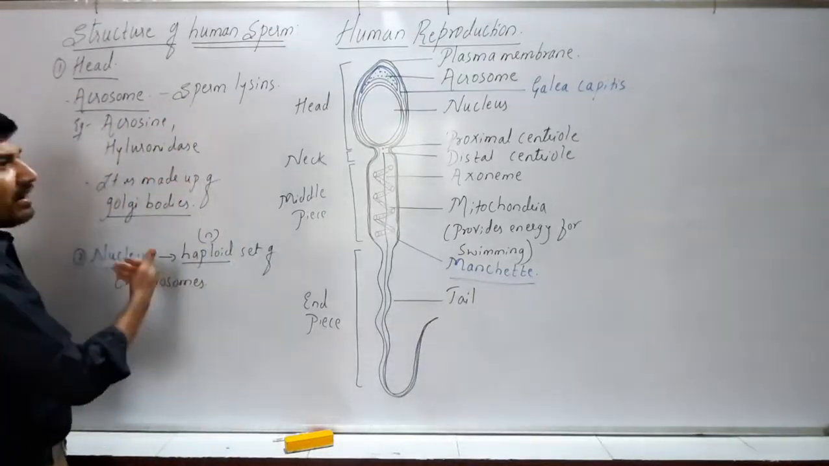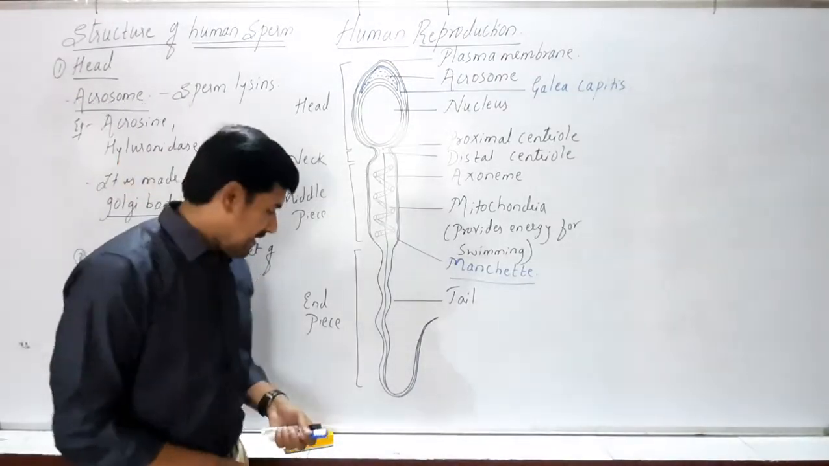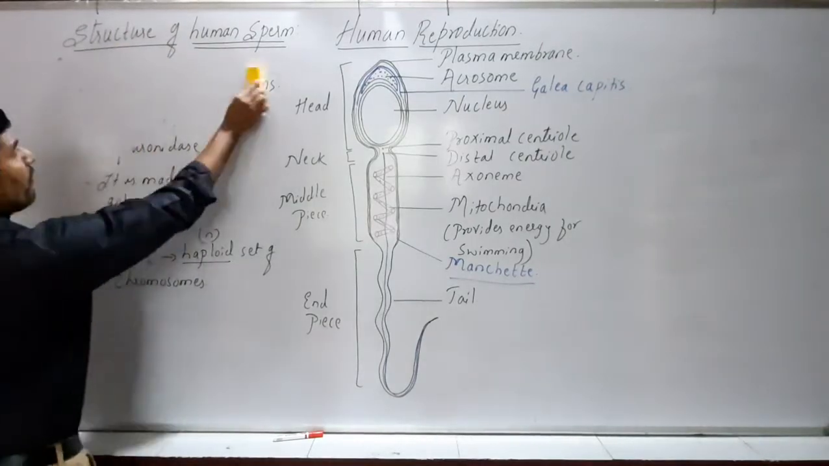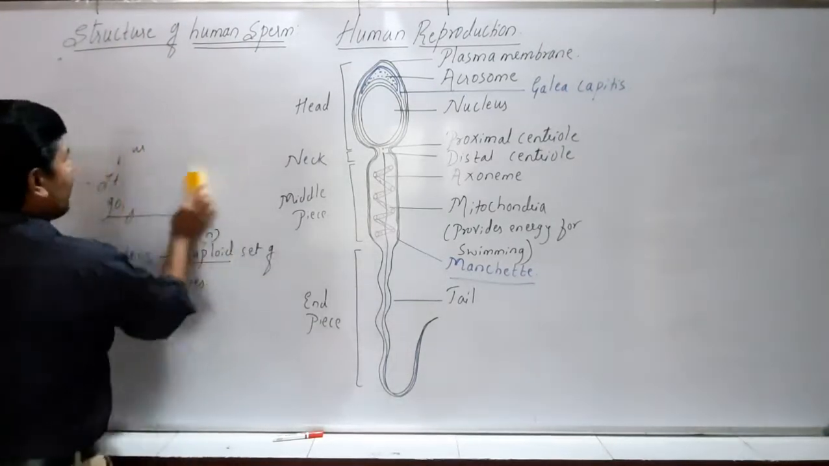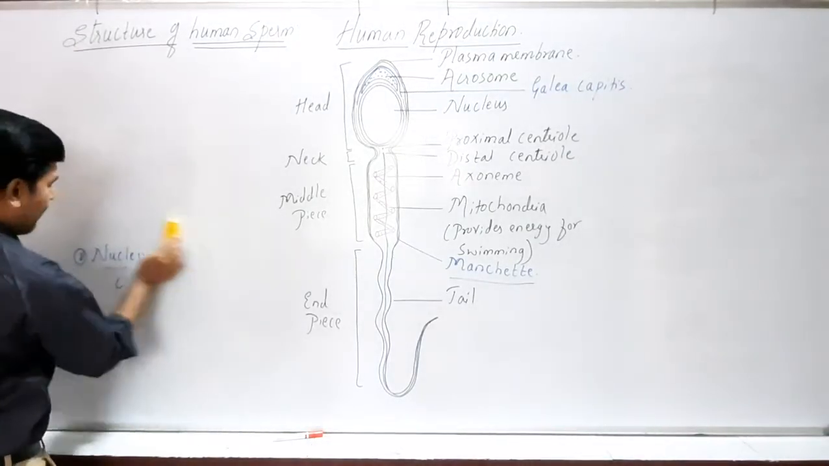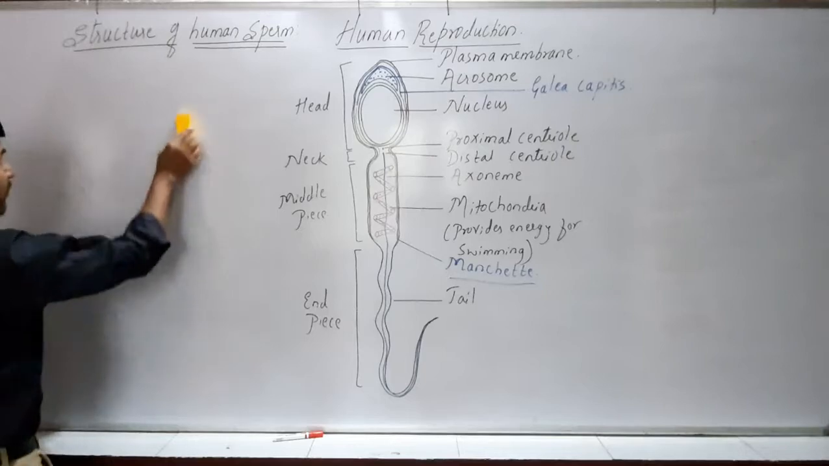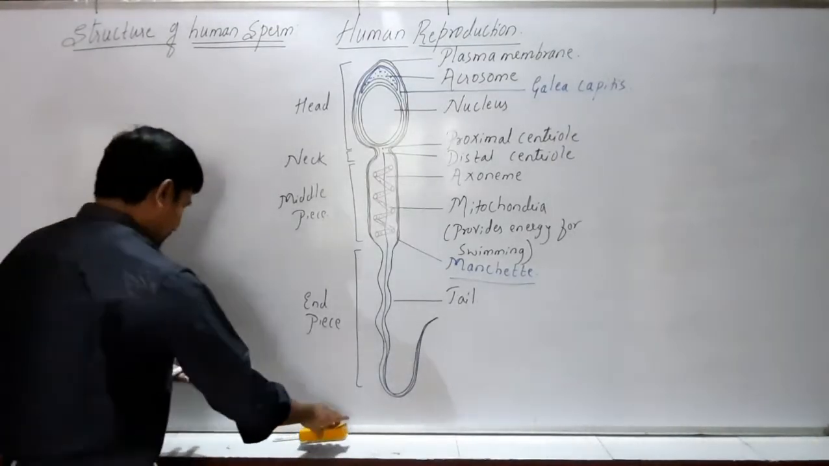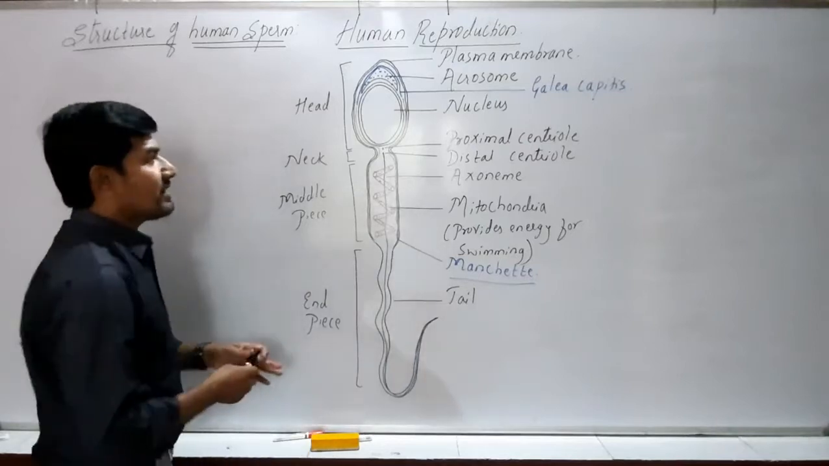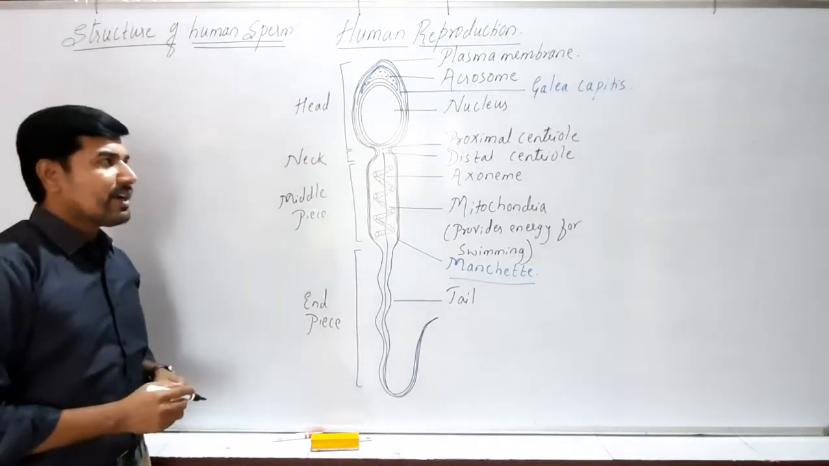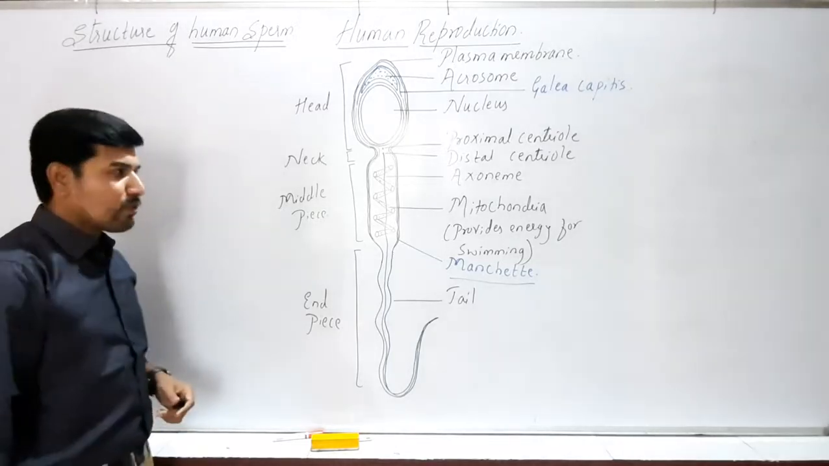So this is regarding the first part, which we call the head part. The head part is made up of how many parts? Two parts. Then what are those parts? First, the tip of the sperm consists of the acrosome, and the second part is the nucleus. Acrosome contains sperm lysins and the nucleus contains the haploid number of parental chromosomes.